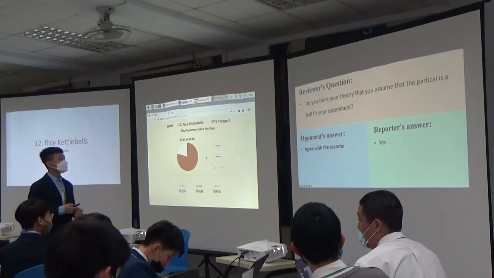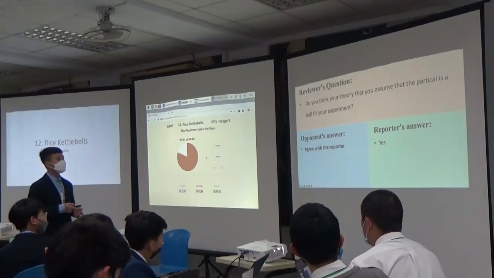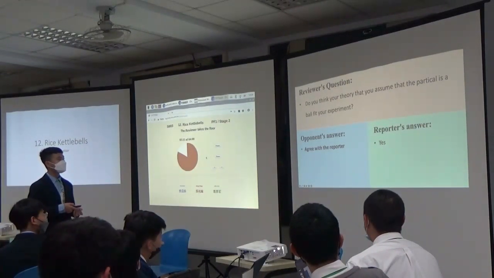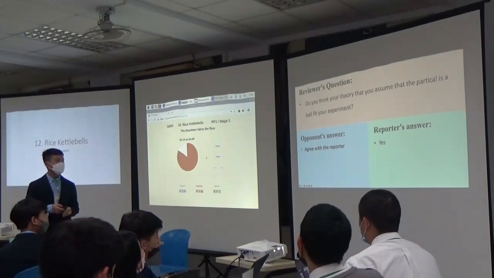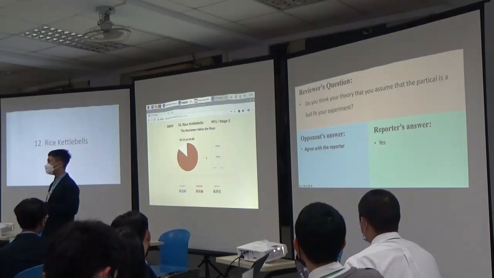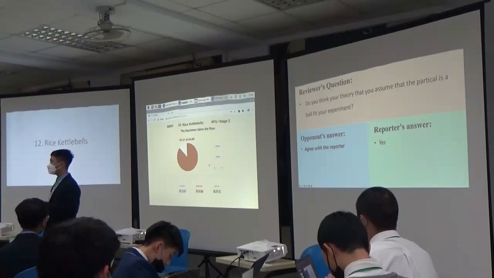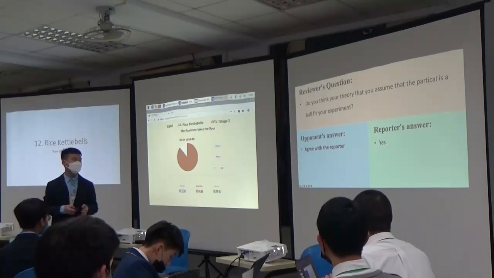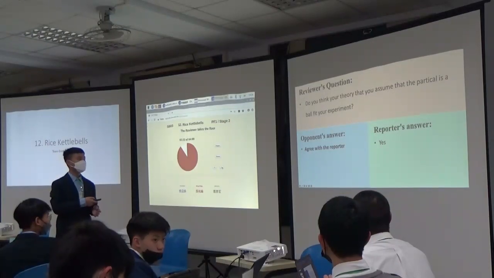The next question is about the theory, where you assume the particles are like a ball pit, compared with your experiment. The reporter says they did some analysis and coefficient correction to the theory, and we think the reporter did very well, and the opponent also agreed.